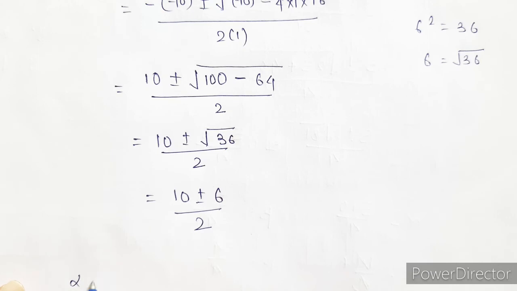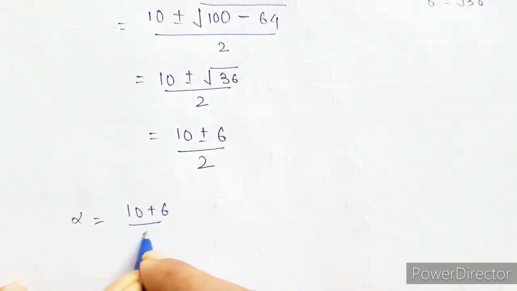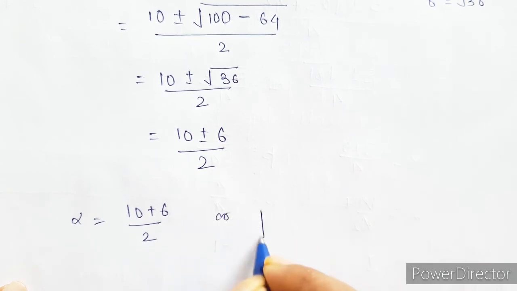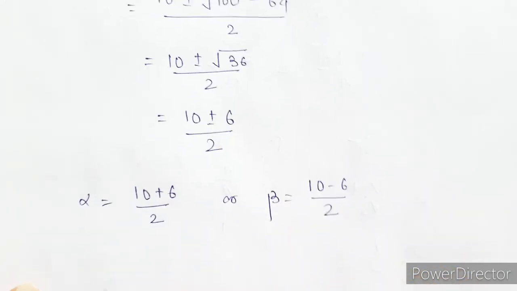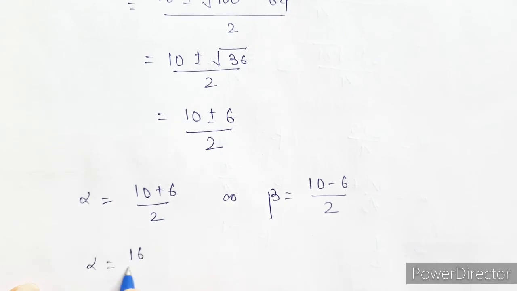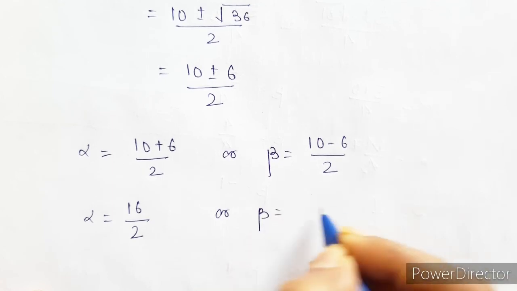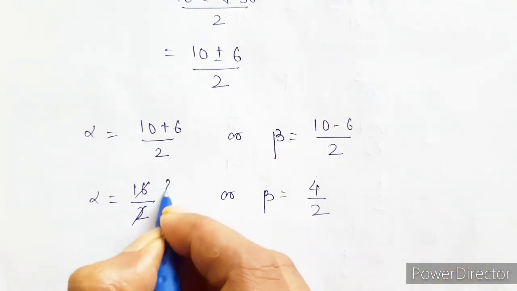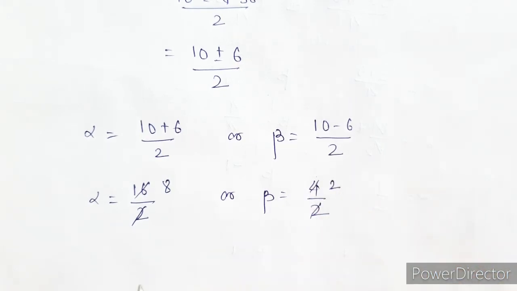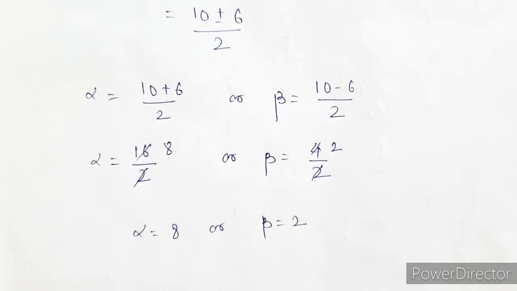So here alpha is going to be 10 plus 6 upon 2, and beta is going to be 10 minus 6 upon 2. So alpha is 16 upon 2 and beta is 4 upon 2. After simplification, alpha is 8 and beta is 2. So the roots for this equation are 8 and 2.